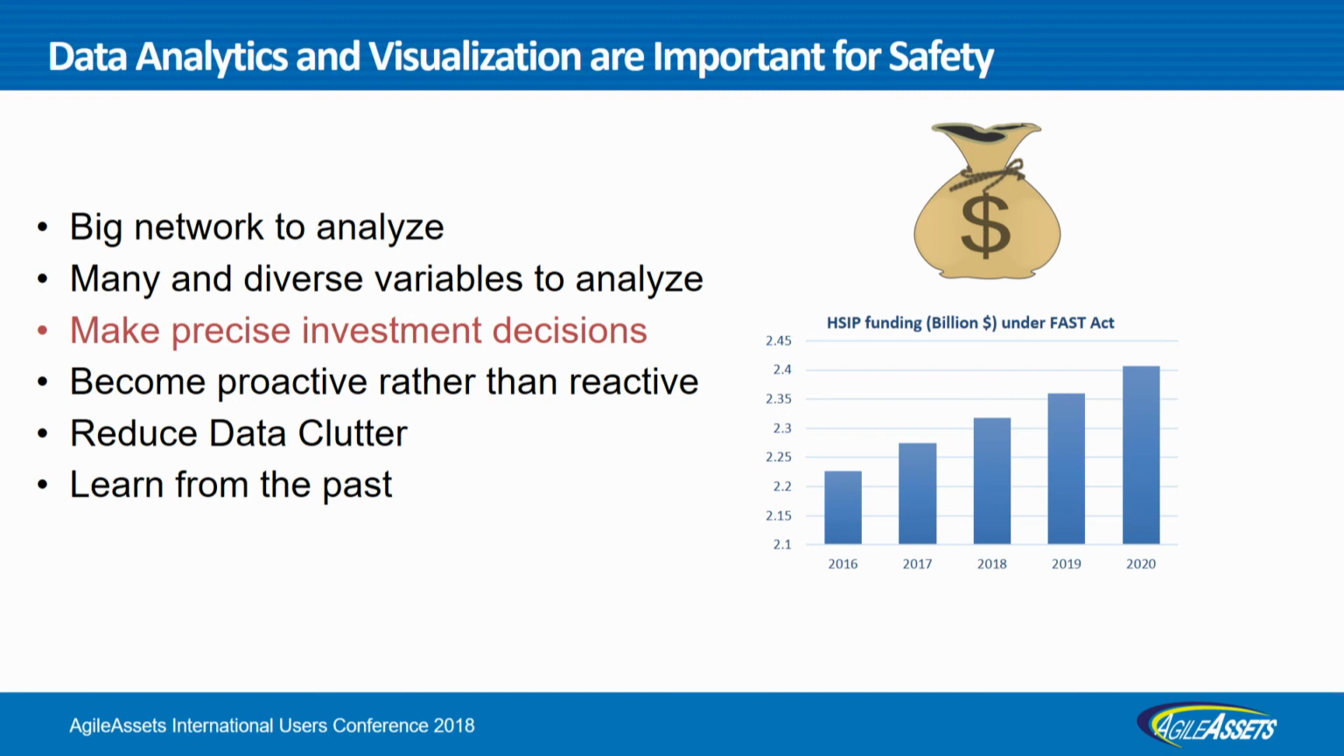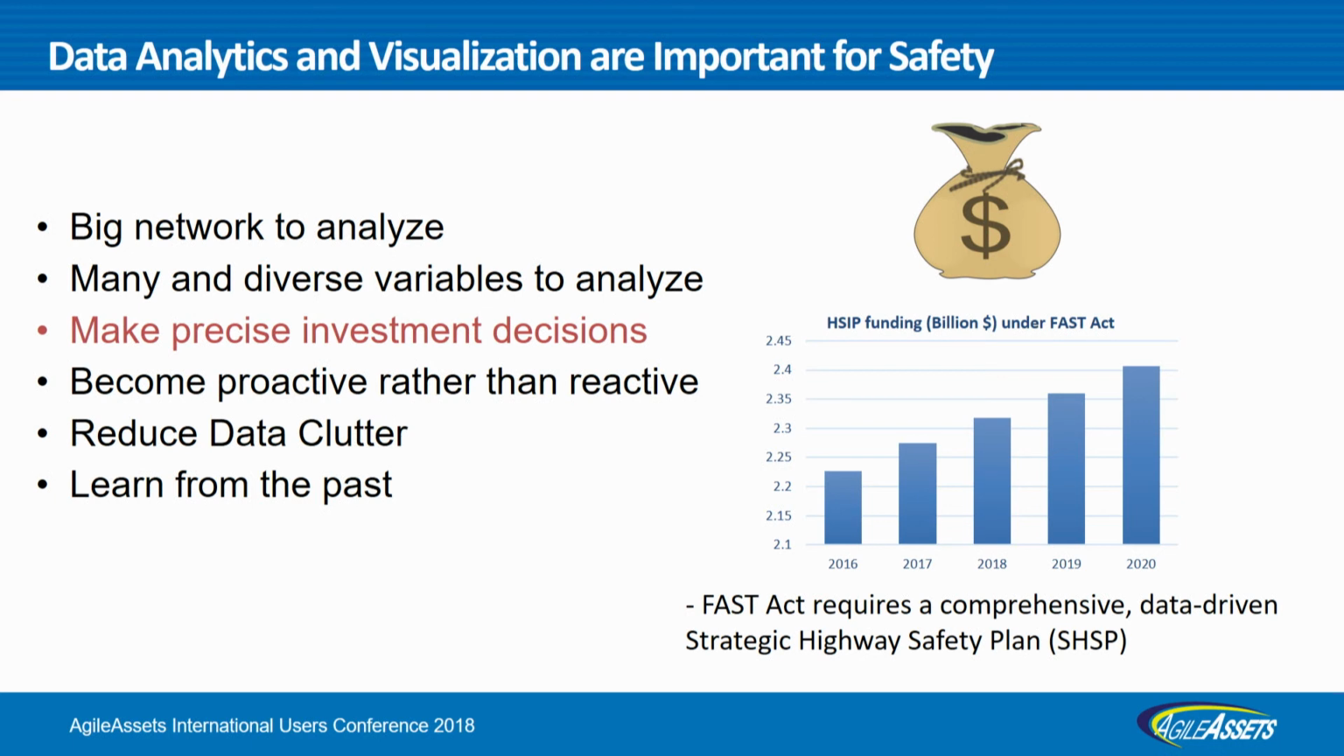And the FAST Act said that you have to have data-driven analytics or a comprehensive solution that will lead you to a strategic highway safety plan. So if you want to come up with what are my focus areas for the state and how I should spend the money, you need to rely on analytics to find your focus areas and your strategic objectives, and from there you start spending the money. So that's why analytics and visualization are so important in safety.